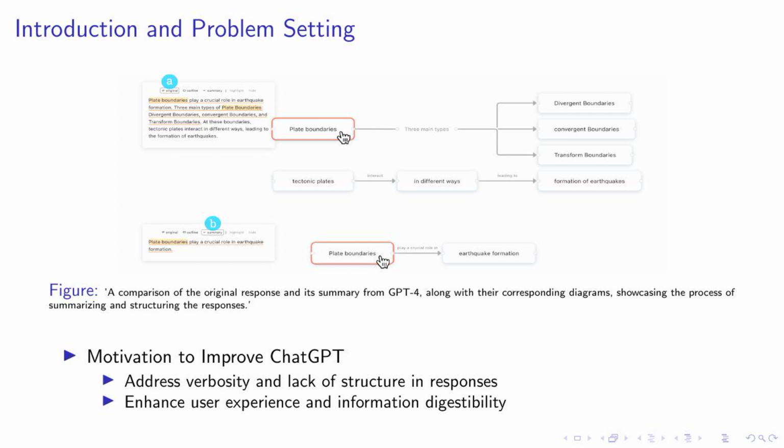We've identified two key areas for improvement. First, we aim to address the verbosity and lack of structure in ChatGPT's responses. As you can see in the figure, we've compared the original response and its summary from GPT-4, along with their corresponding diagrams. This showcases our process of summarizing and structuring the responses to enhance their digestibility. By refining these aspects, we hope to make the interaction with ChatGPT more intuitive and efficient, ultimately enhancing the user's ability to understand and explore the information provided.